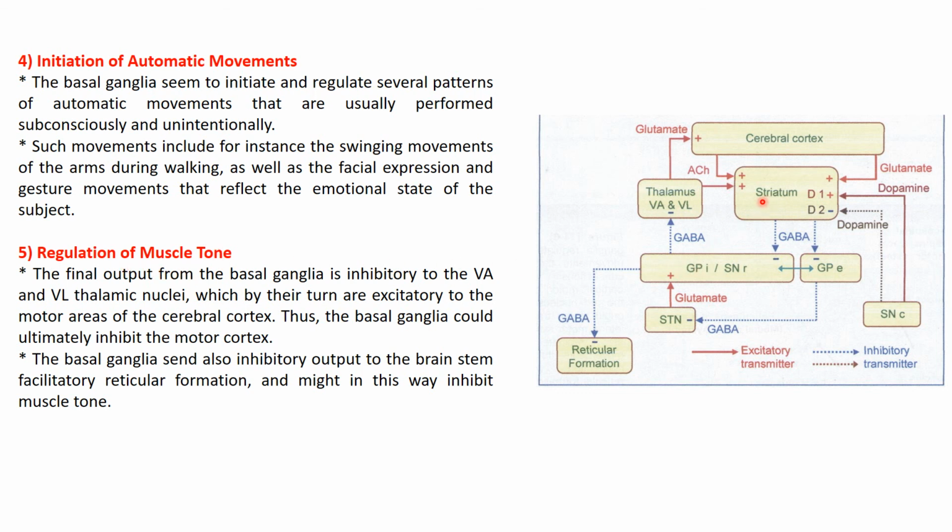As we mentioned previously, the output coming from the basal ganglia to the thalamus is inhibitory, and the thalamus is excitatory to the cerebral cortex. That means that the output coming from the basal ganglia is mainly inhibitory to the cerebral cortex, as it inhibits the thalamus, and the thalamus will consequently give less excitation to the cerebral cortex. At the same time, the basal ganglia produce inhibition of the reticular formation, so we can say that the basal ganglia inhibit the muscle tone.